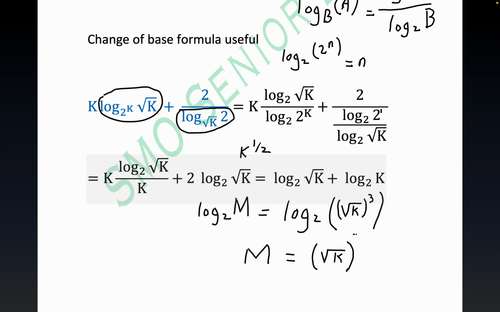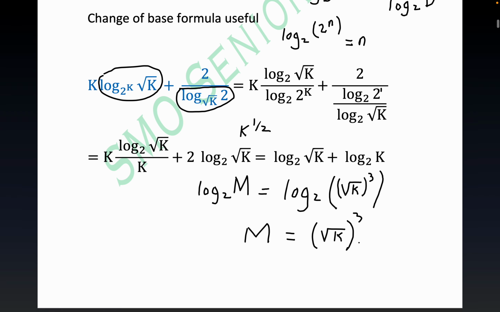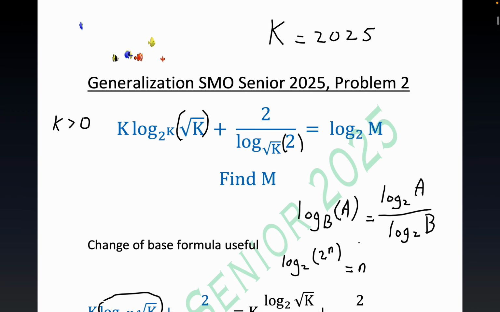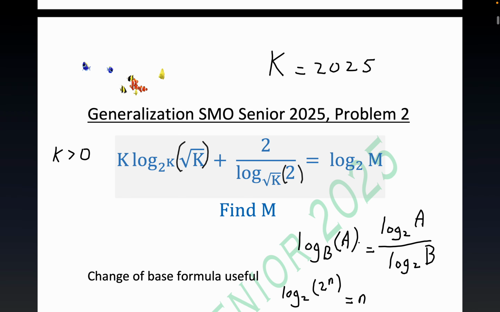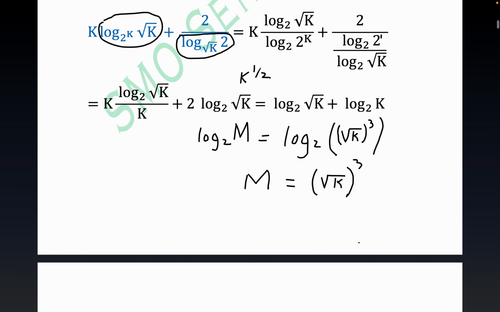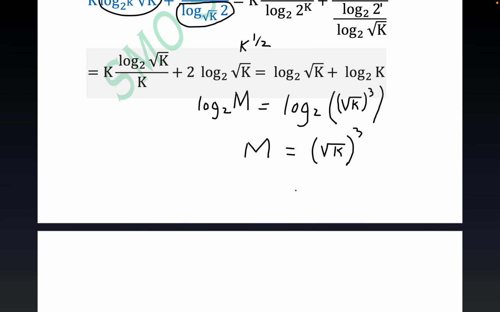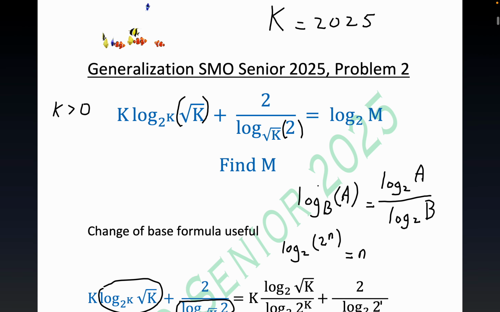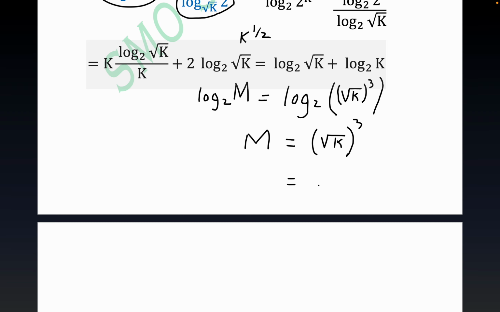Okay. Now, for the problem, that meant the answer for this particular problem in the most recent competition, problem 2, that would mean that the answer was, what's the year again? 2025. I should remember. Yeah, 2025. The square root of 2025, quantity cubed.